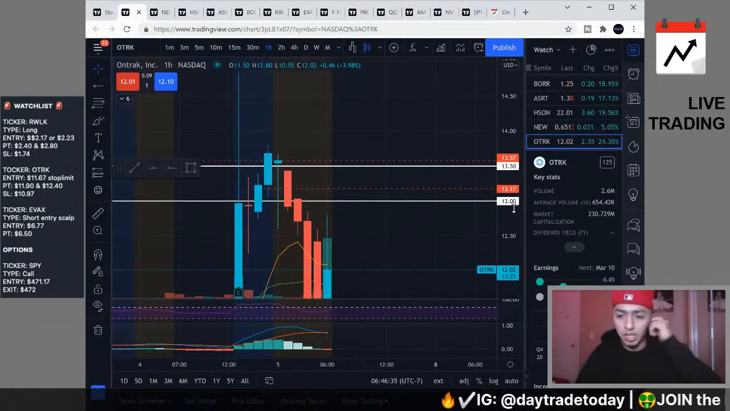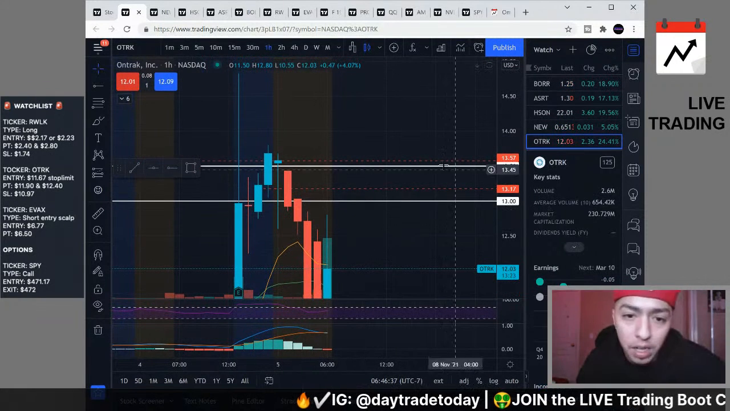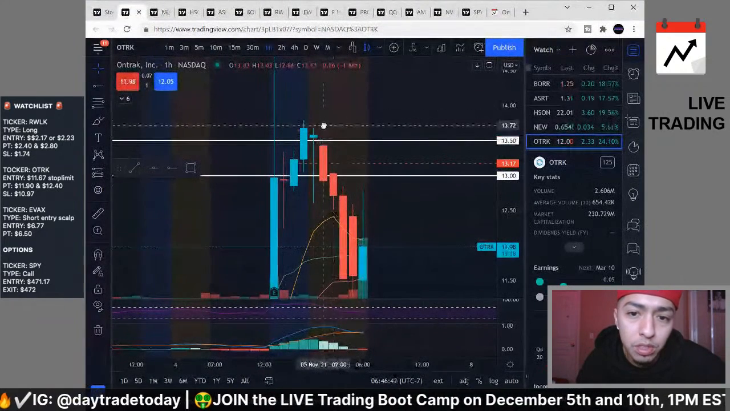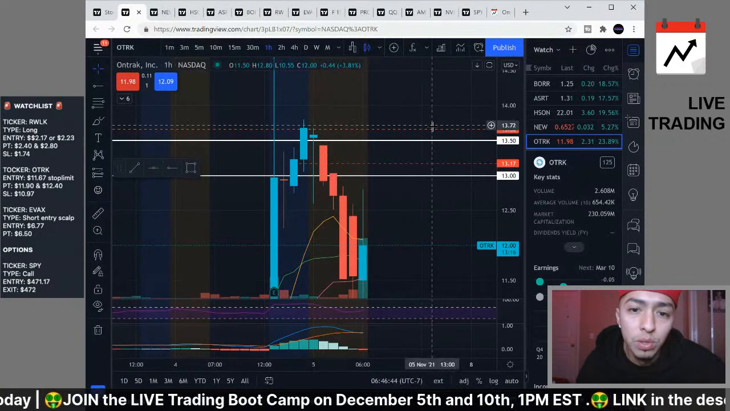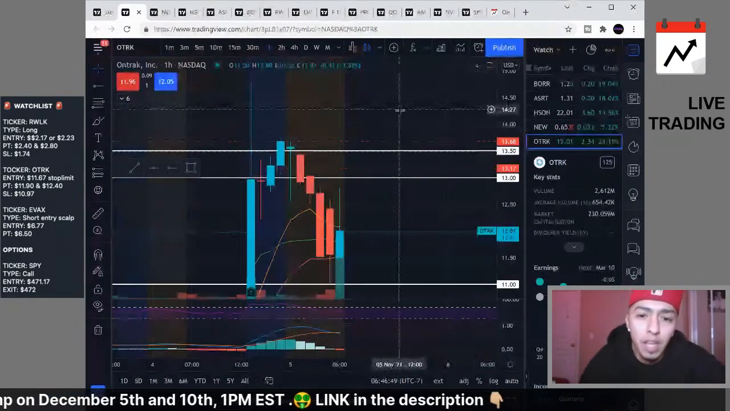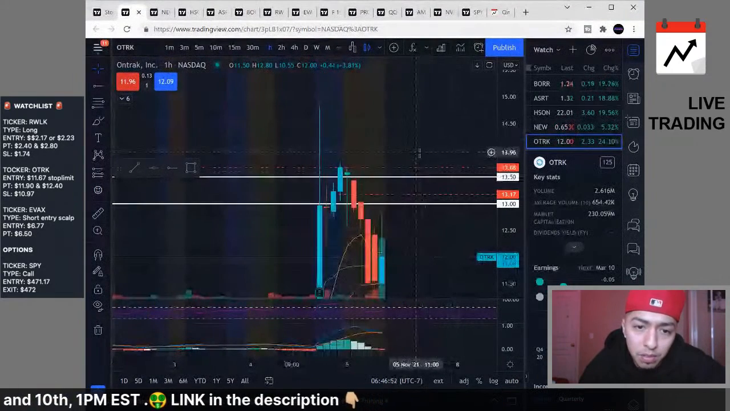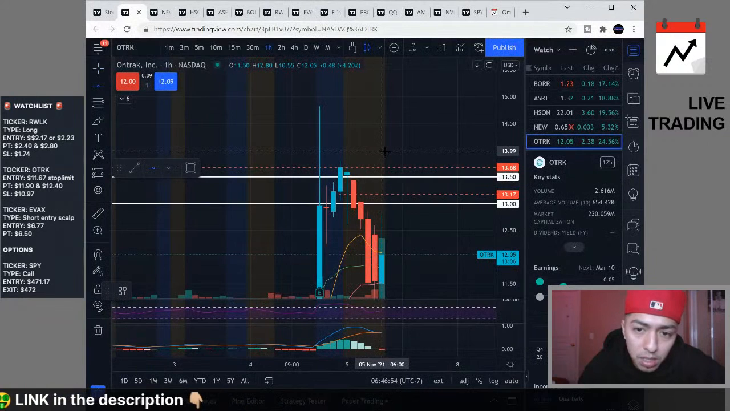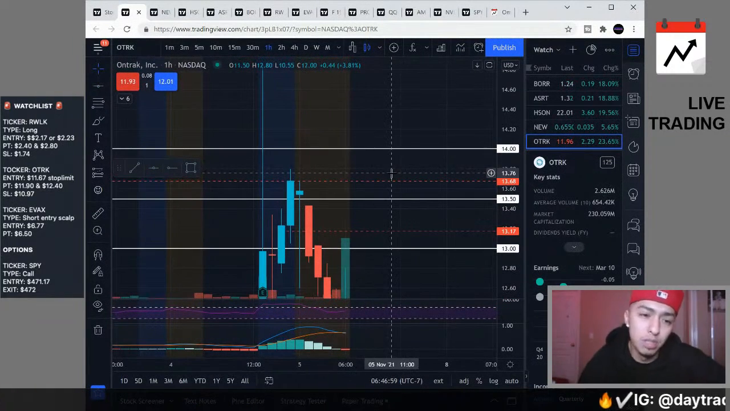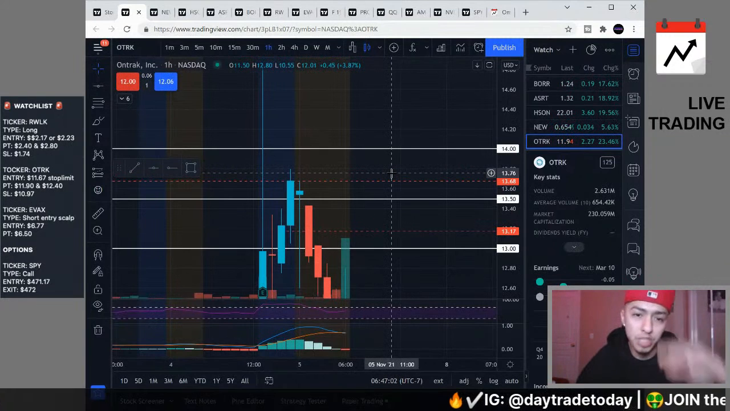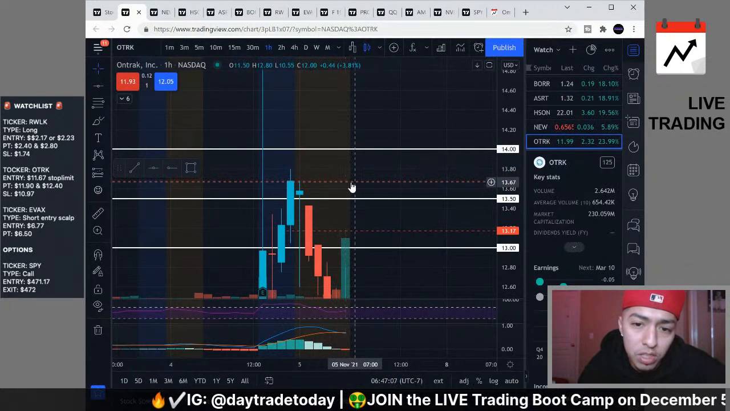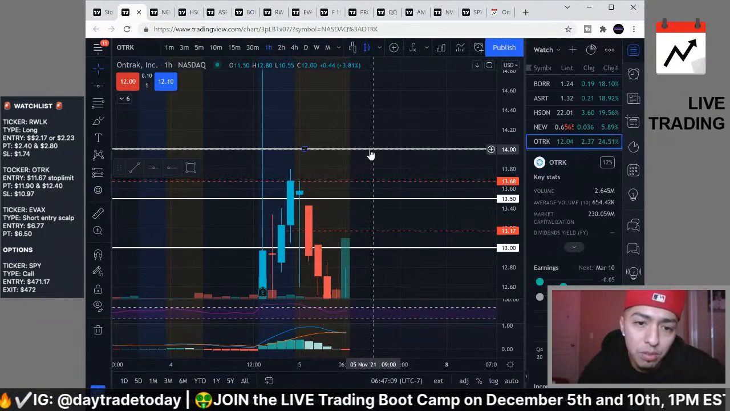But if you wanna get in for a bigger move, I'd say maybe around 13.67. 13.67 entry, secondary entry on OTRK, and then you could possibly ride this up to, I would take profits at $14. Remember, every psych level you hit, there's a potential risk of being rejected or being pulled back.